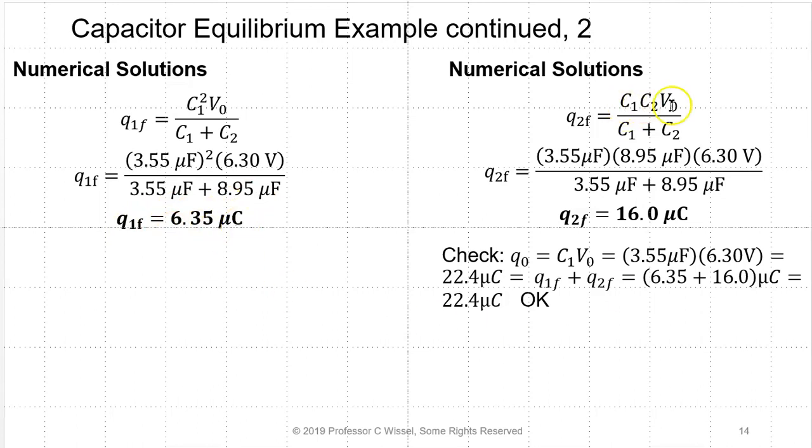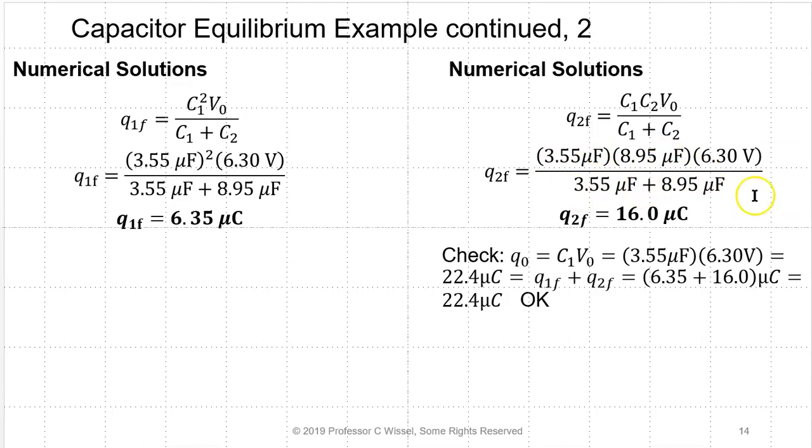Q2F is C1 C2 times V0 divided by C1 plus C2. This is 3.55 microfarads for C1 times 8.95 microfarads for C2 times 6.30 volts divided by the combination of 3.55 plus 8.95 microfarads. And if you do this, this is times 10 to the minus 6 times 10 to the minus 6.